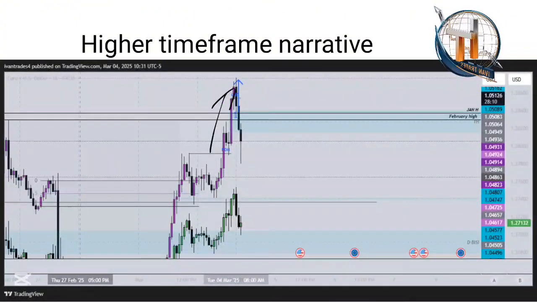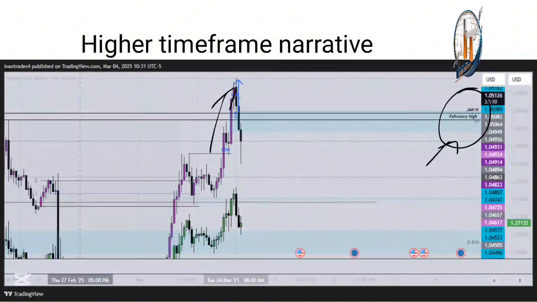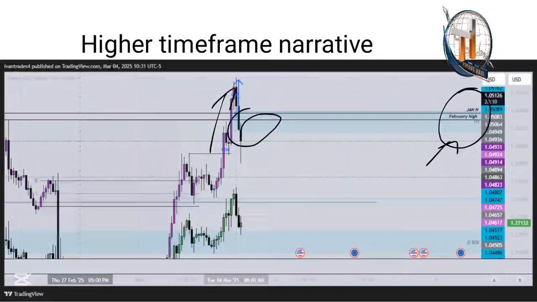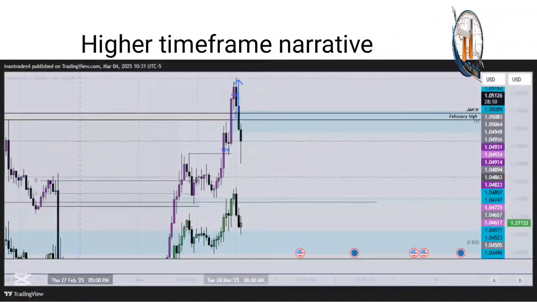Price continued to the upside towards the February high and January high, which were above there. My bias was that I was still bullish until this 1 hour BC got traded through to the downside. So I was expecting a slight reaction from it for me to consider going into continuation, but a little problem right here.